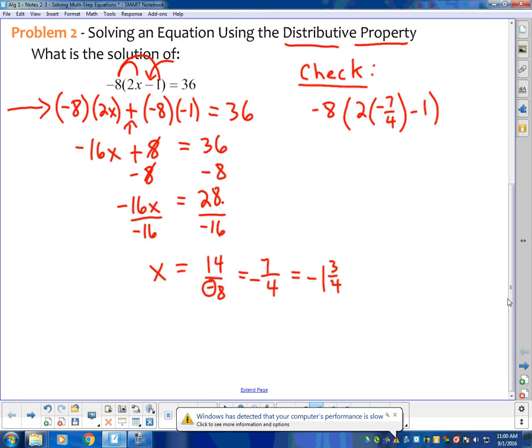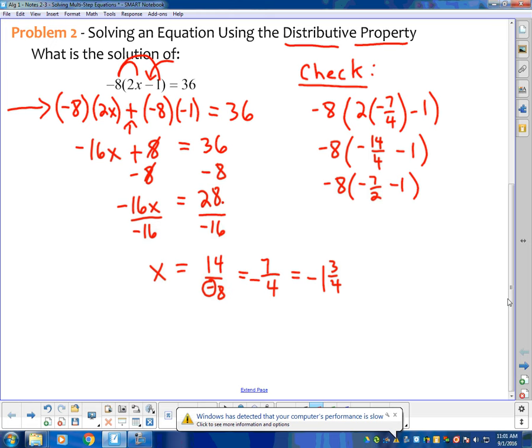So when we go to do this, we have negative 8. We're going to do what's in parentheses first. We're actually going to work on the multiplication first. You could use your calculator to do 2 times negative 7/4, or you can multiply 2 times 7 is 14 over 4, negative 14 over 4. That ends up being minus 1. And we can simplify that to negative 7 over 2 minus 1.